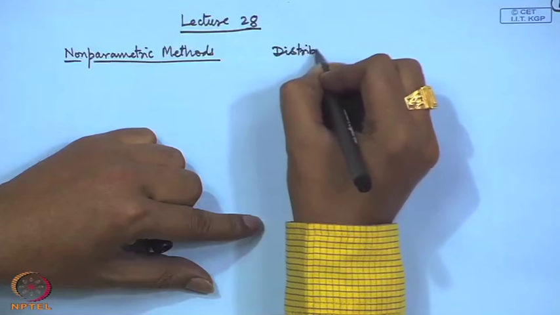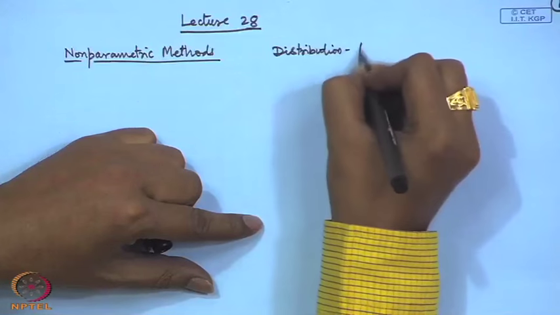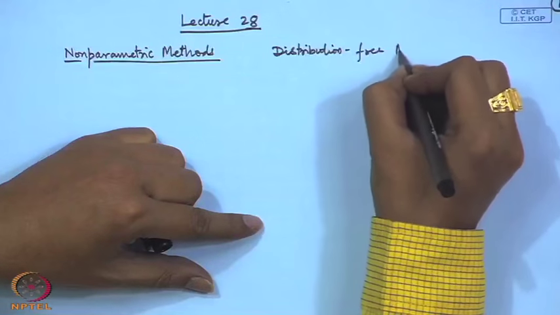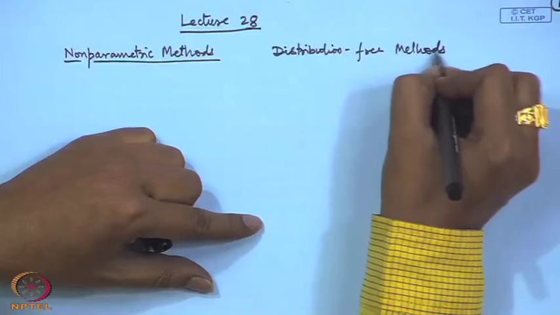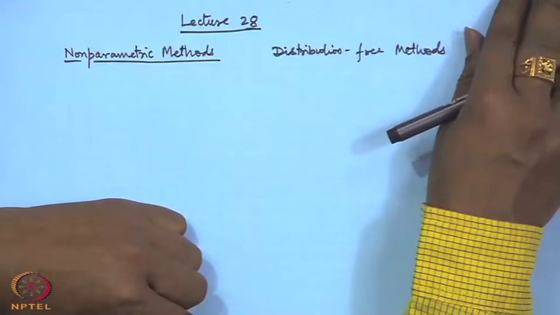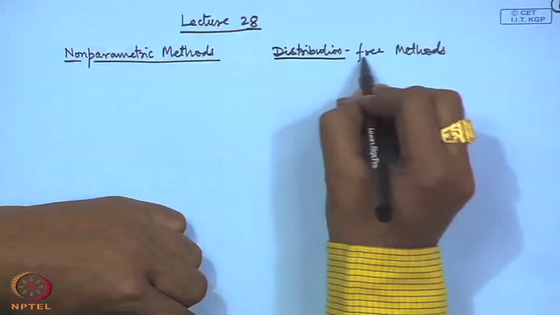Distribution free. Basically, whatever methods we derive will be free from the distributional model assumptions. That means, for example, we will not say that it is a normal distribution or a Poisson distribution or a binomial distribution, etcetera.